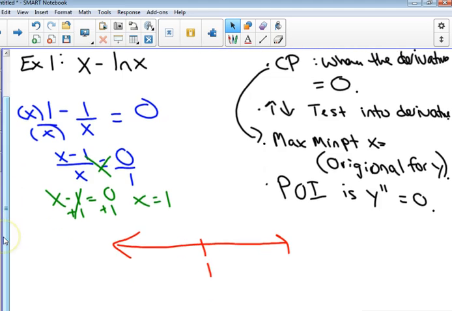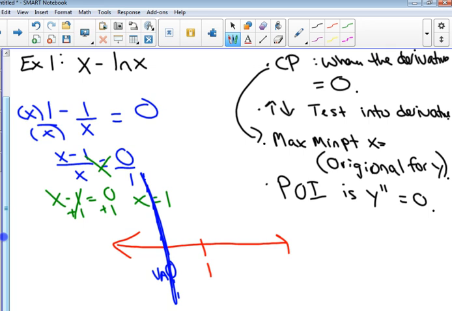Here's the reason why I brought that up. Do you think x can exist at 0? Because we're dealing with something like our ln. If you try to put 0 in here, 0 minus the ln of 0, this would give you an error. It wouldn't work. So when we do our testing, we're going to have a vertical asymptote there.